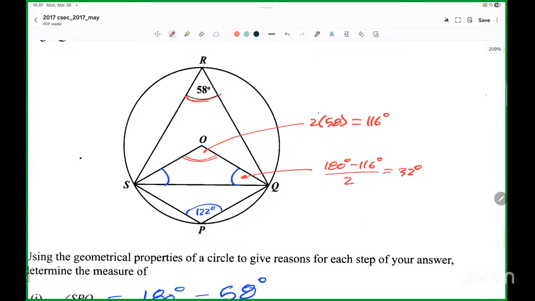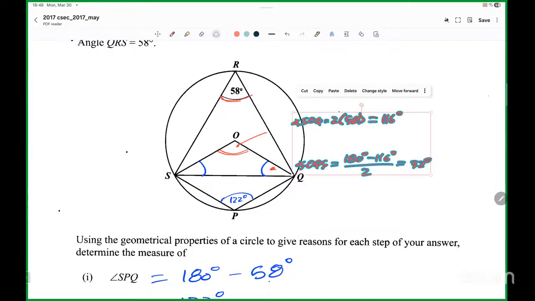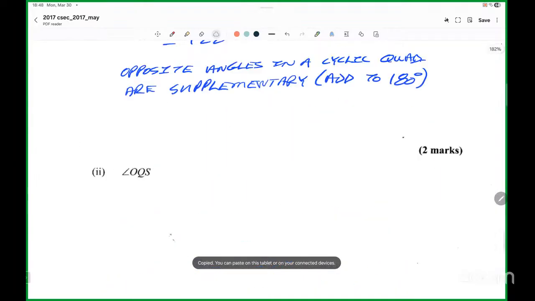Let me write it now. Let me copy this down. Angle SOQ. And then the angle that we want right here now is angle OQS. Let's copy these down now.